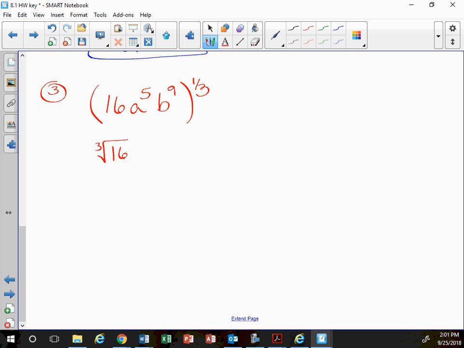Or if you could think of a perfect cube that 16 is divisible by. That's the same thing. And then you just take the cube root of 8. I don't care what you do in the middle as long as you are getting to that at the end point. All right? How was that?